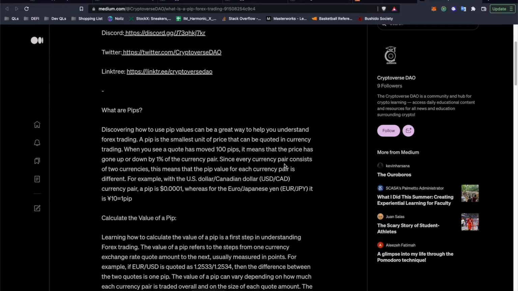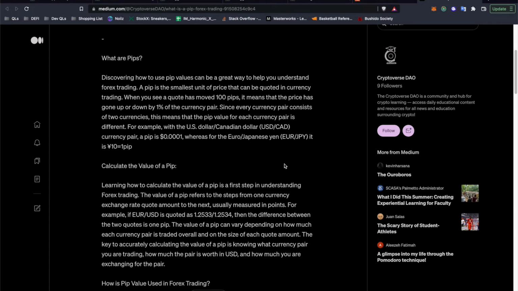USD versus the CAD, a pip is 0.0001 dollar. Versus, again, for the euro against the yen, it's 10 yen equals 1 pip. That's the difference there. So to calculate the value of a pip, how do you do it?